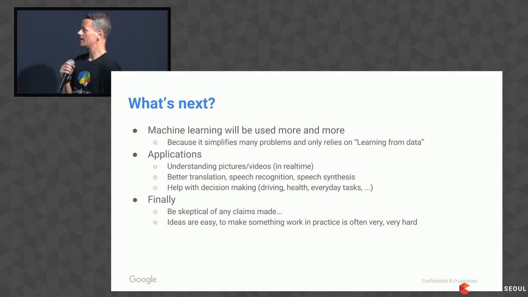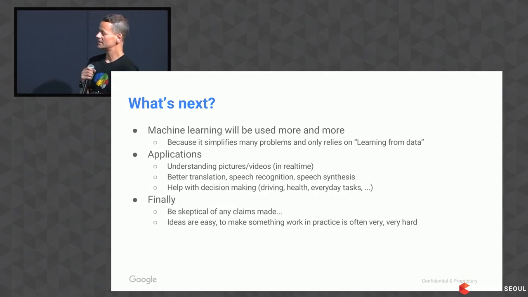So what's next? Of course, machine learning will be used more and more, because it really simplifies many problems and only relies on learning from data. Applications, I think, will be understanding pictures and videos in real time, which is currently probably impossible for many. We will have better translation, better speech recognition, better speech synthesis. We will have help with decision making, like driving, and health is a huge topic. Also everyday tasks that you do on your phone and otherwise.